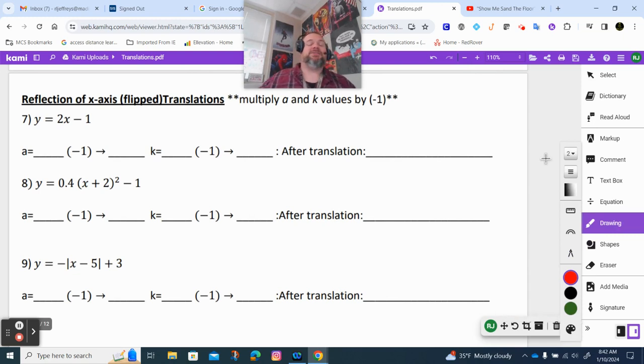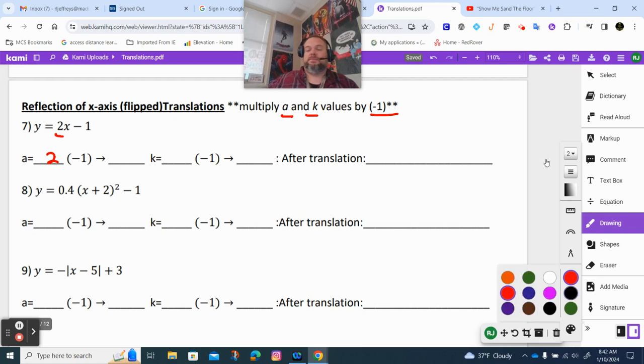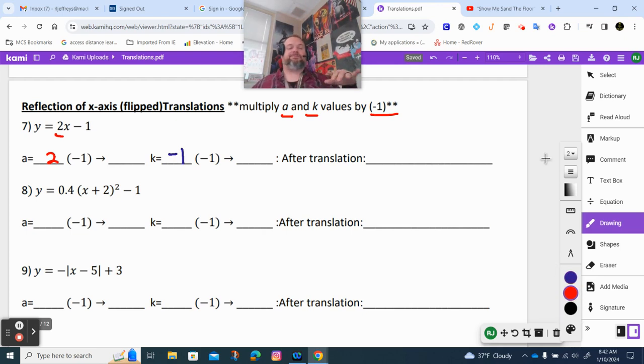All right. So this time, this is a reflection about the x-axis. We're flipping them. The x-axis, remember, goes horizontal. We're just taking it and flipping it over that bar. So what we do is we multiply the a and k values by -1. Our a value is 2. Our k value is -1. So what is 2 times -1?